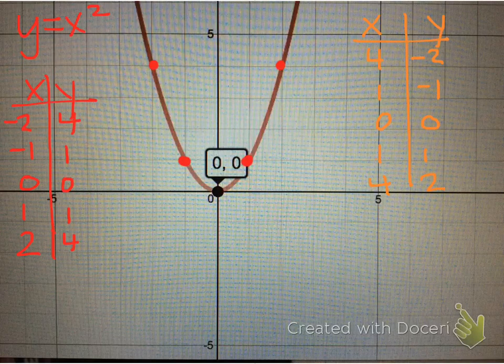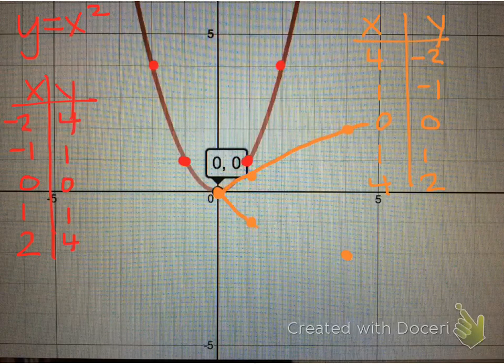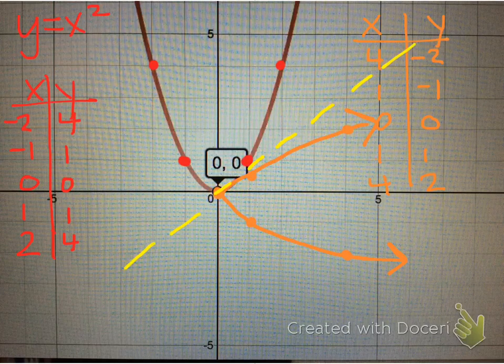Okay, so now let's plot those points. Alright, so those are my plotted points. I'm going to connect them the best that I can to try to make a quadratic function. Alright, so if I drew in my y equals x, which is what our inverses are reflected over, does it look like it is symmetric about that line?